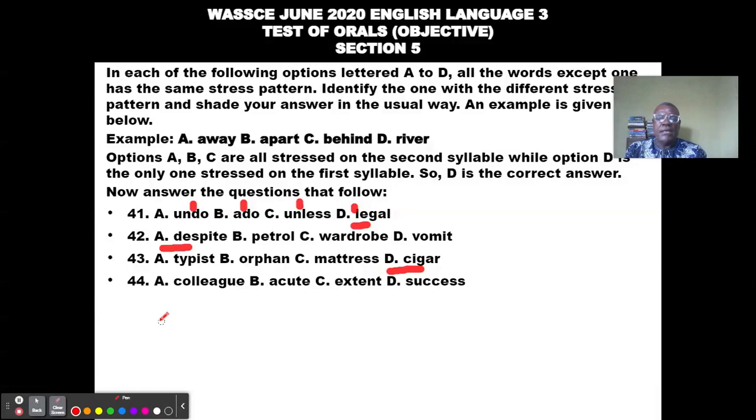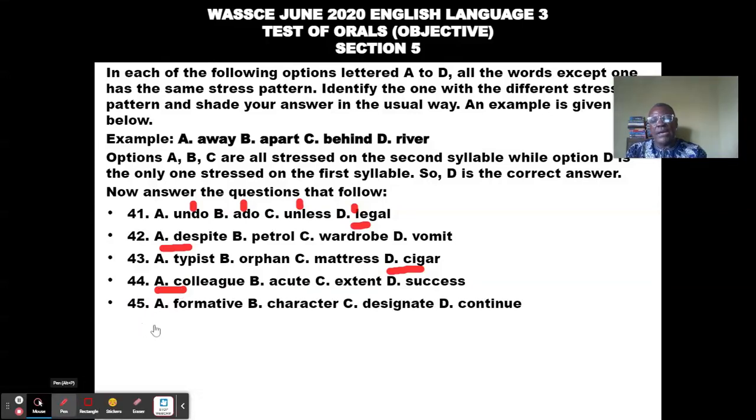44. A, colleague. Stress is on the first syllable. B, acute, second syllable. C, extent, second syllable. D, success, second syllable. So only A has stress on the first syllable. Okay.